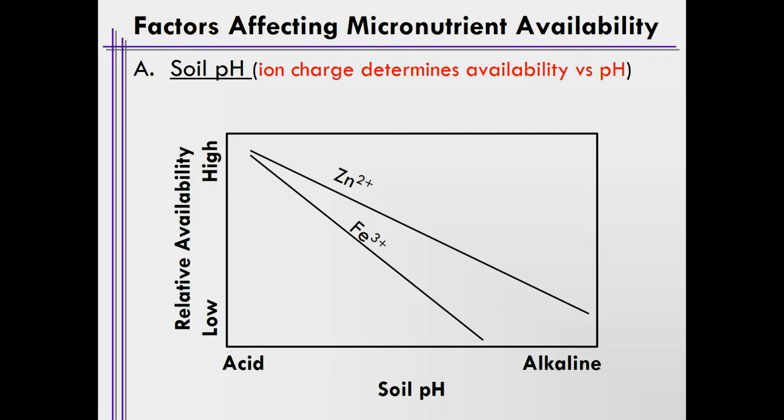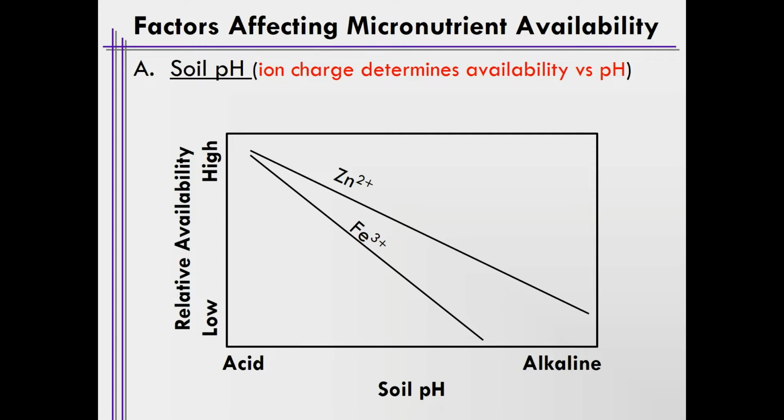The first factor I want to talk to you about is soil pH. And I can tell you that the ion charge determines the availability as a function of pH. And it's shown in this graph. Right? So in the graph itself, hopefully you can see my mouse. On the x-axis is soil pH from acidic to alkaline or basic conditions. And on the y-axis is relative availability from low to high. Now, I should tell you that this y-axis is typically on something called a log scale. Okay, and that's important.